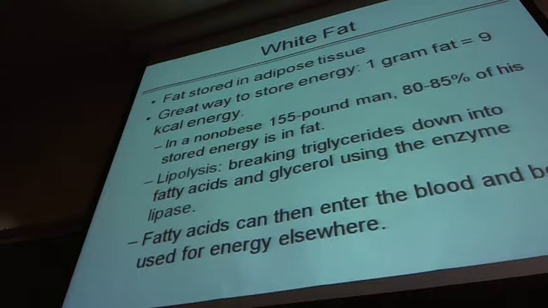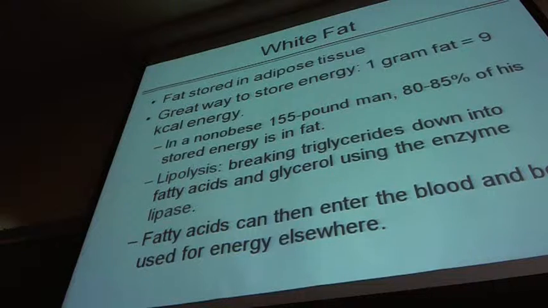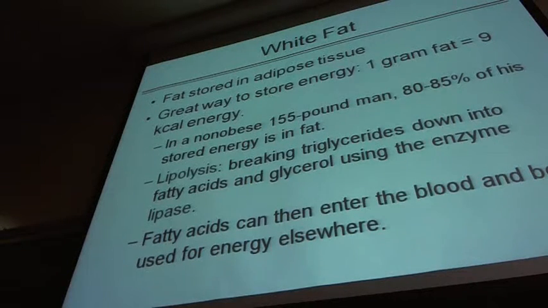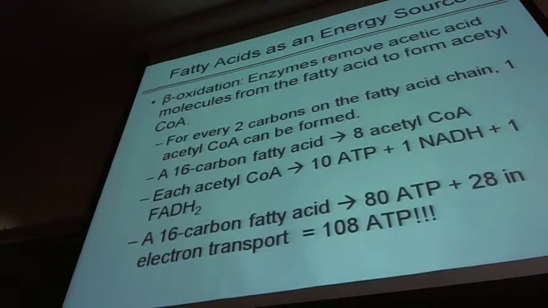Lipolysis is the breaking down of triglycerides using the enzyme lipase. Fatty acids can enter the blood and be used for energy elsewhere. I mean, you get somebody after a bunch of ice cream, depending on how their system is, that serum, that blood just, I mean, it kind of looks like ice cream. It's that white and fat, all those fat molecules, they're called chylomicrons.